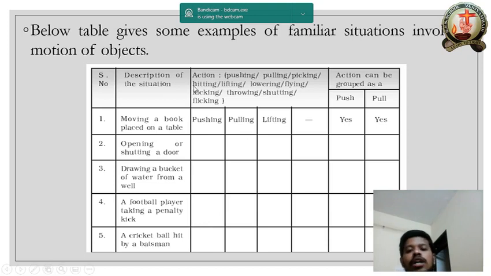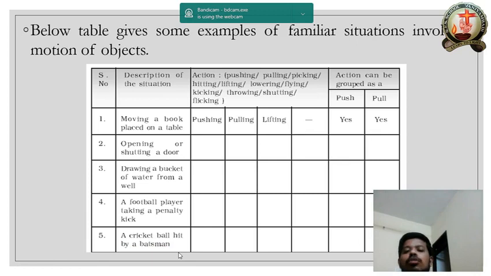So what action is being applied? Hitting is applied, and also the footballer will try to push the football away from him, or flick the football away from him. So hitting and flicking is applied, so that exactly is the action of pushing the ball away from himself. So here there is no pull. So what you have to do? You have to put push.